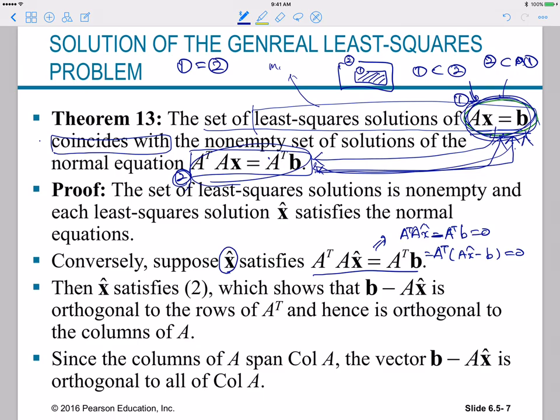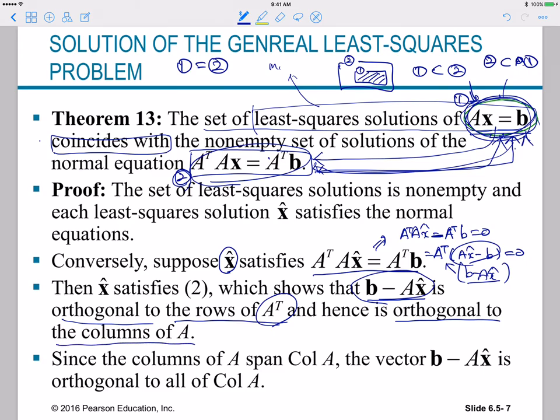Then let's rewrite this as b minus A x hat, and this also means b minus A x hat is orthogonal to any column vector of A. So this is what this sentence says: b minus A x hat is orthogonal to the rows of A transpose, or in other words, the columns of A. So this vector is orthogonal to any columns of A.